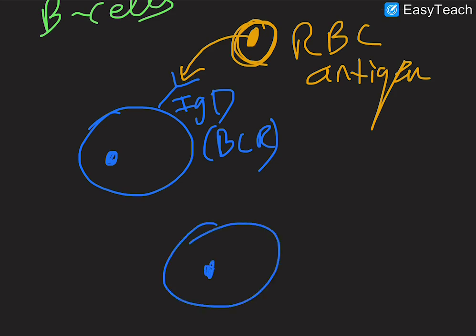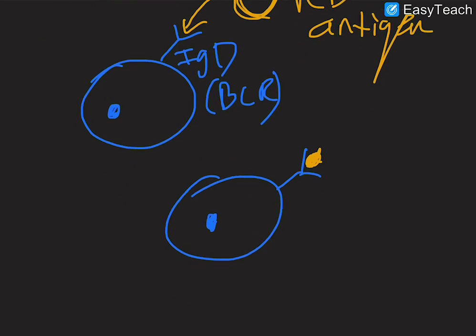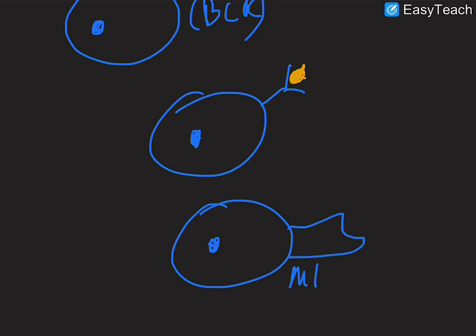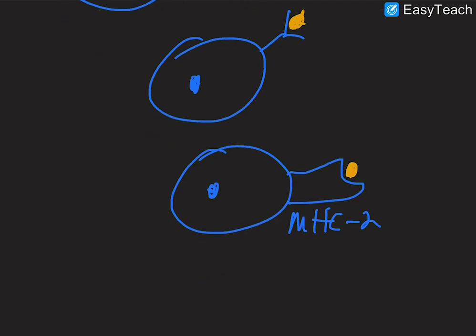So let's draw our self-reactive B cell with its IgD and our RBC antigen bound here. What it can do is, our B cells can also internalize antigens, as we know, and present them on MHC2. So it's going to internalize this antigen, cut it up into small peptides, and present it on MHC2. So we have our MHC2 like that, and peptides that are part of the antigen, and then we present it.